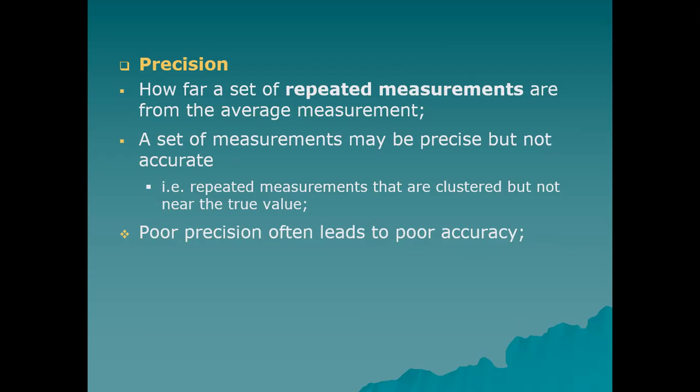So a set of measurements may be precise but not accurate. So even though precision is a reflection of accuracy, you can have poor accuracy and high precision, right? So for example, repeated measurements that are clustered, so you have a lot of them clustered in the same area. We're thinking in terms of a map now, but yet they are not near to the true value, all right? But at the same time, you want to remember that poor precision often leads to poor accuracy.